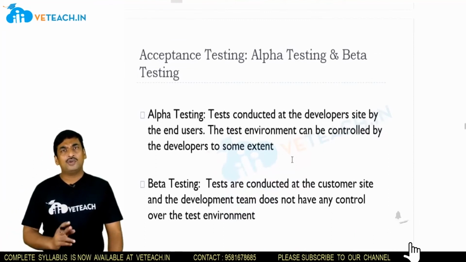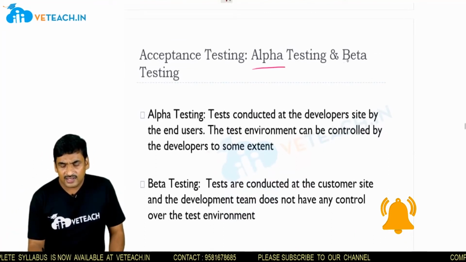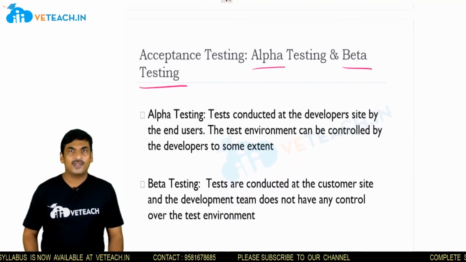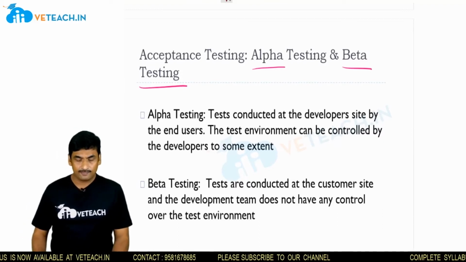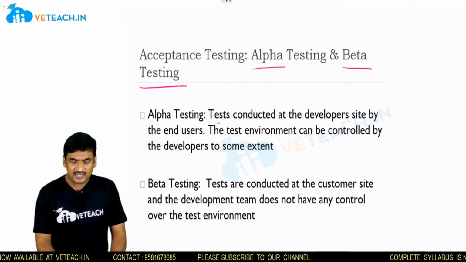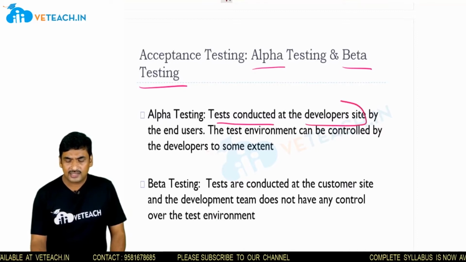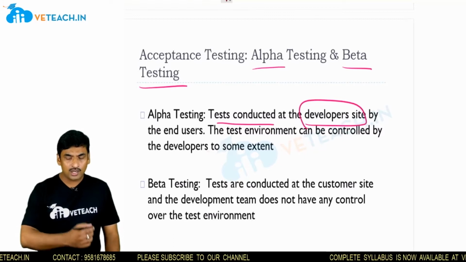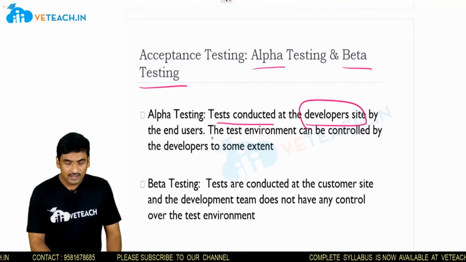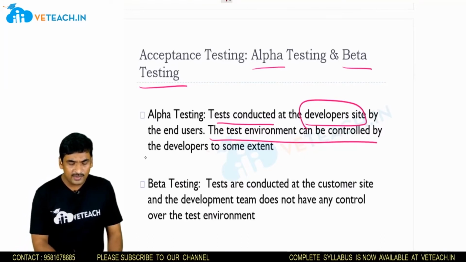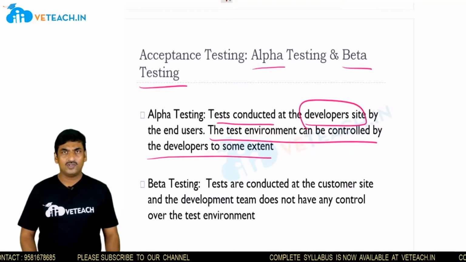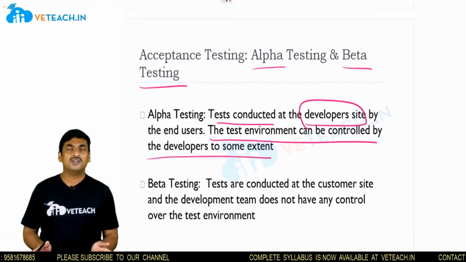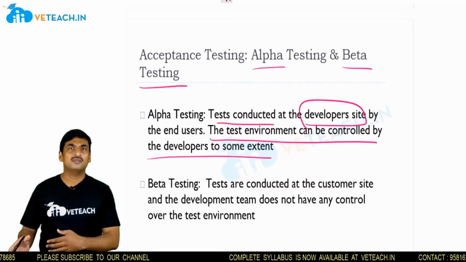Acceptance testing, we have two categories here: alpha testing and beta testing. Alpha testing, the tests are conducted at the developer's site. The users are brought to the developer's site. The test environment can be controlled by the developers to some extent. So users and the developers sit together, and the testing is done.